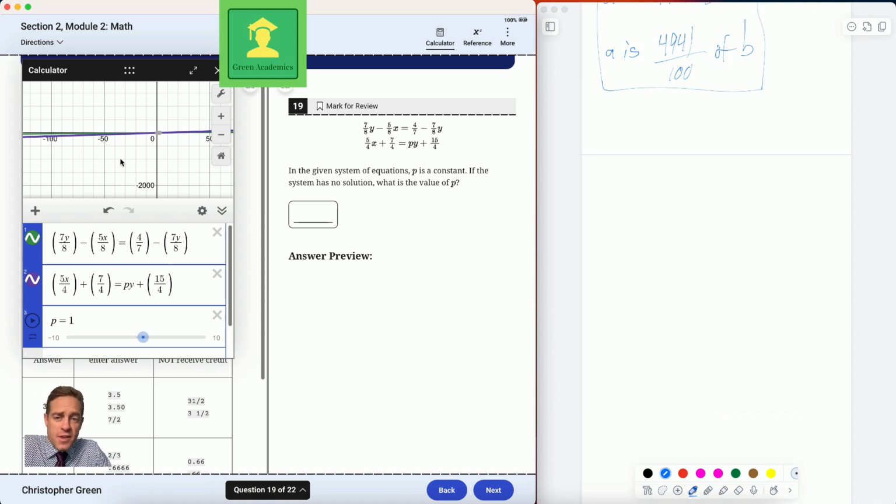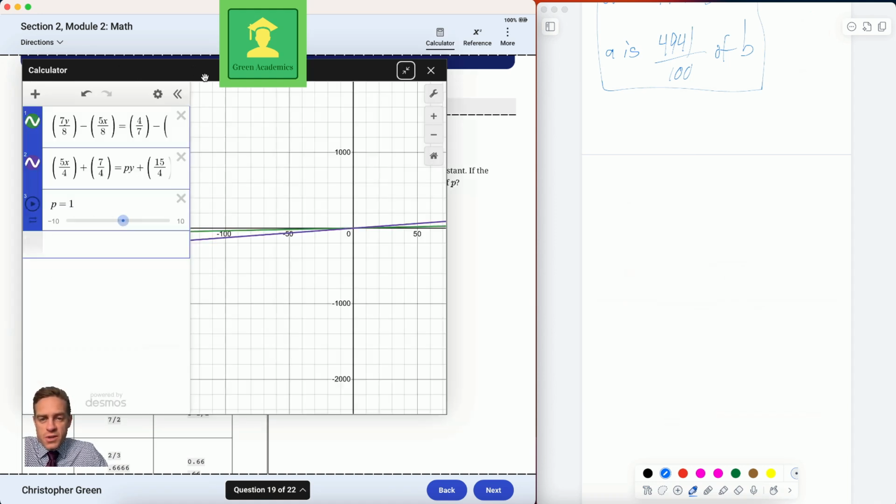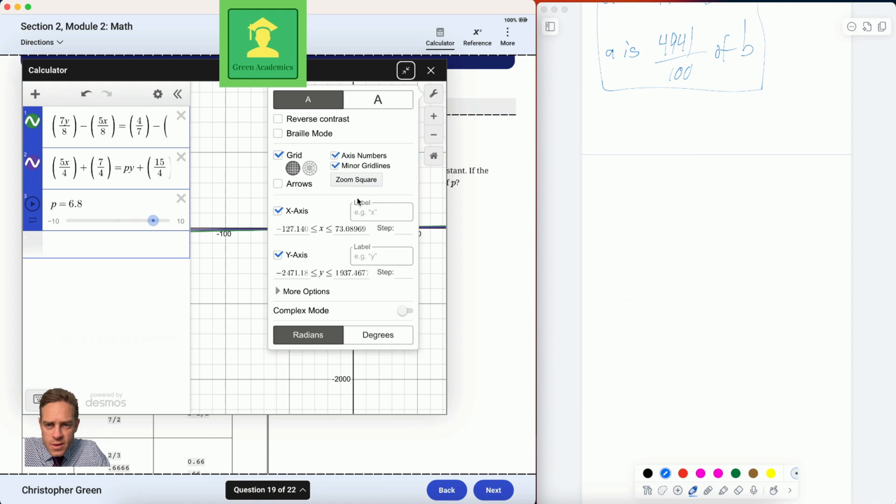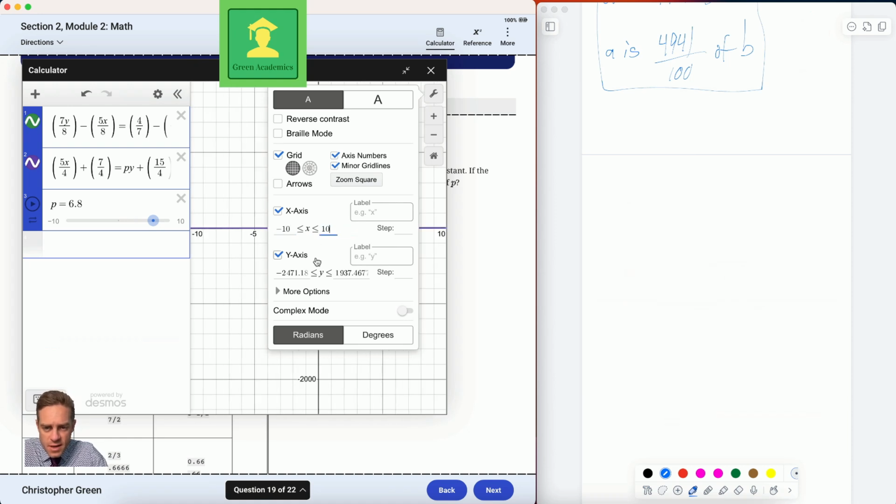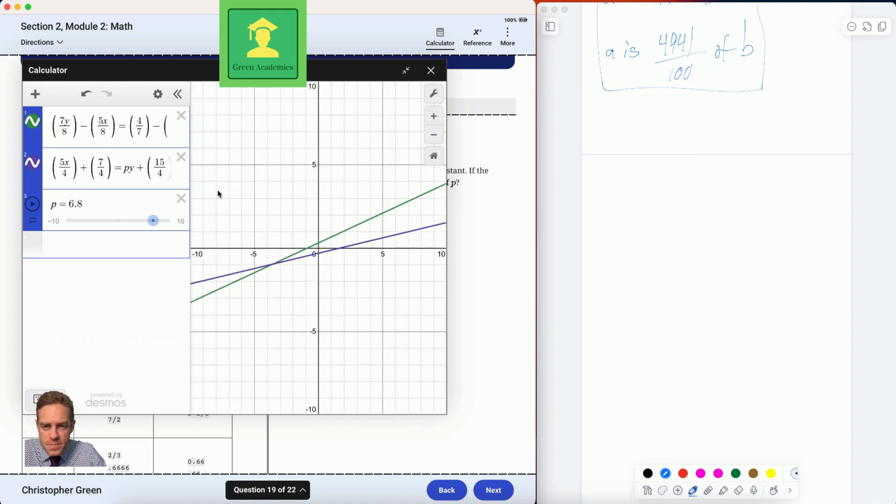Now you have to understand, the system has no solution when the lines are parallel. So you might have to adjust the window, but you can definitely move p left and right until they're parallel. Now, let me adjust the window back to standard here. So I'm just going to say from -10 to 10 and -10 to 10. Okay. Now what value of p creates parallel lines?